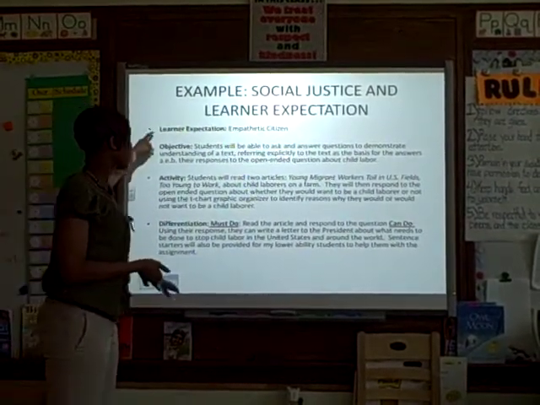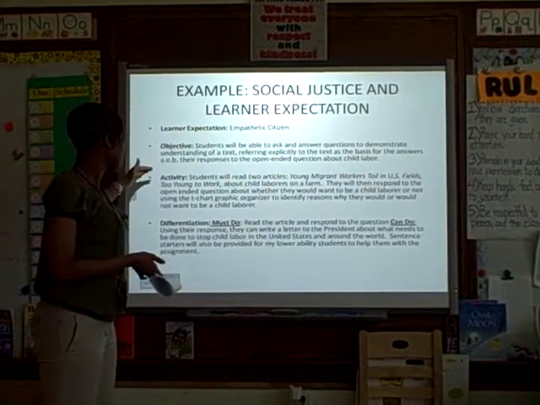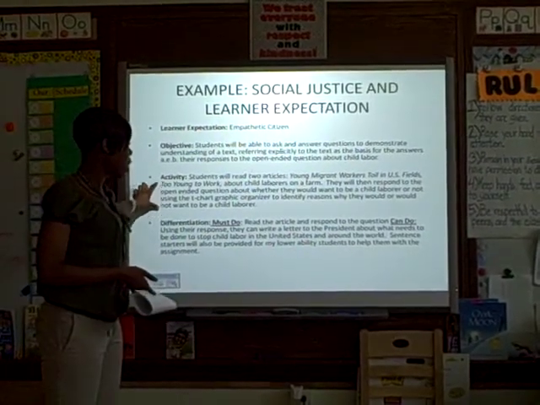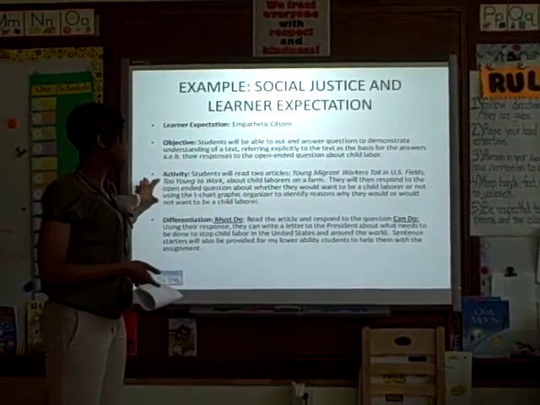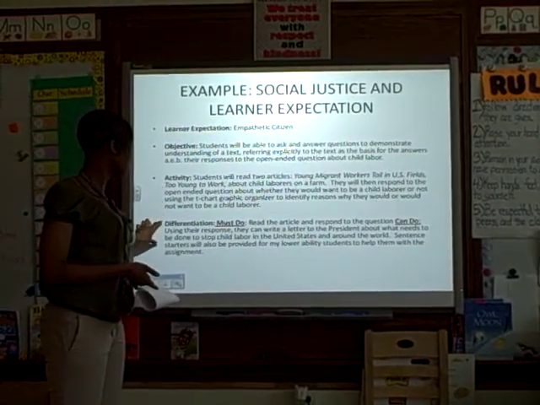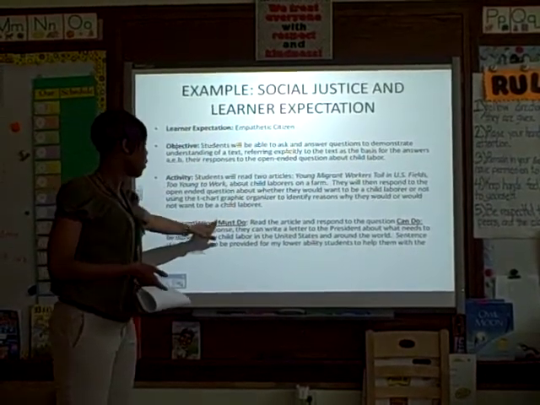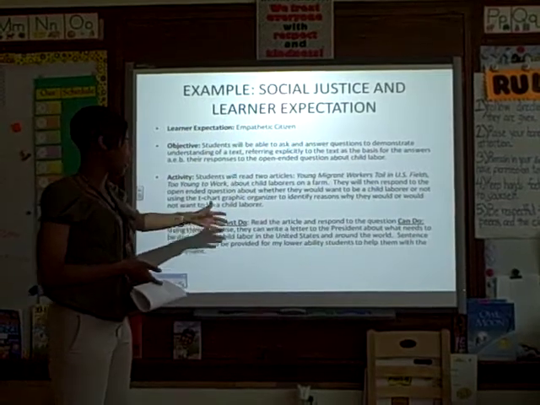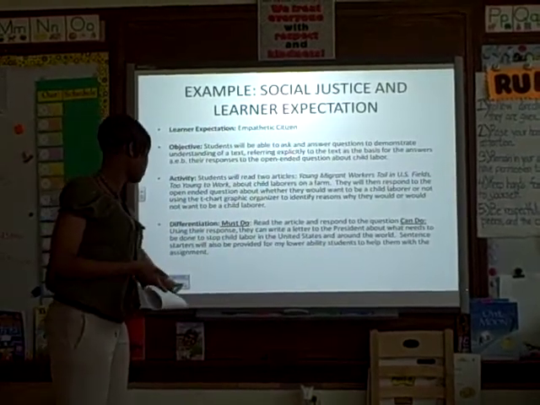So again, it's connected to the learner expectation. It gives a brief summary of what the activity will be in that particular center. And there's also the differentiation, what things students must do and what things they can choose to do.